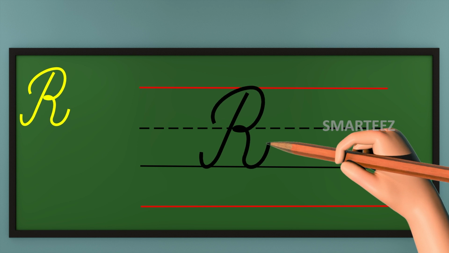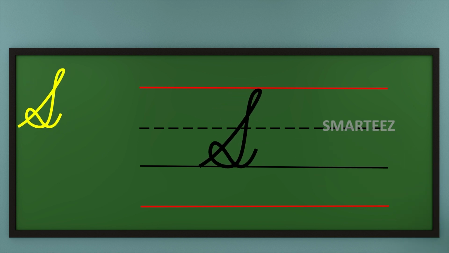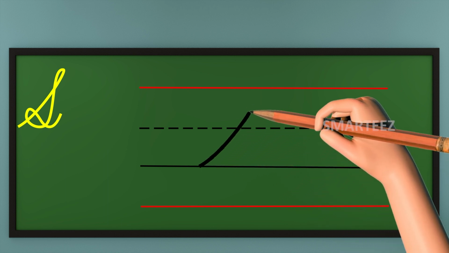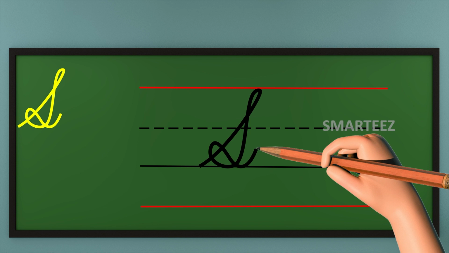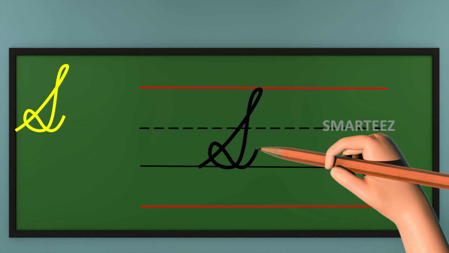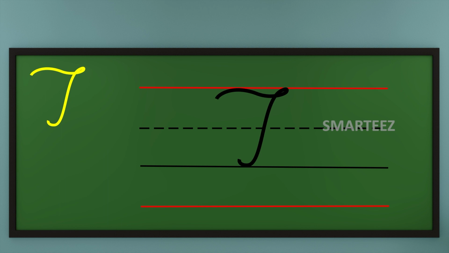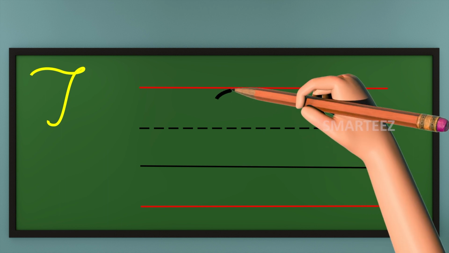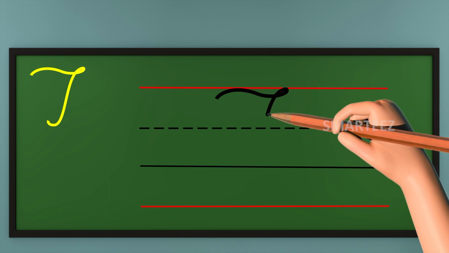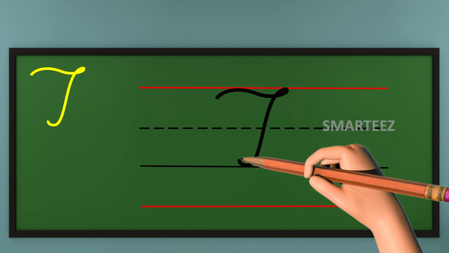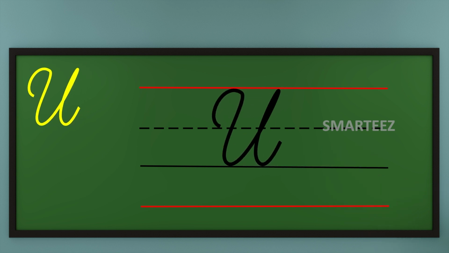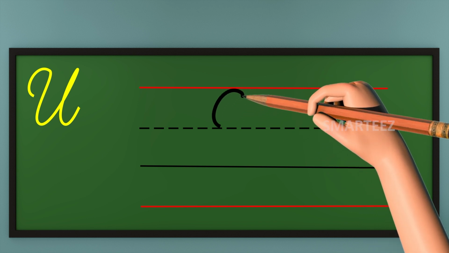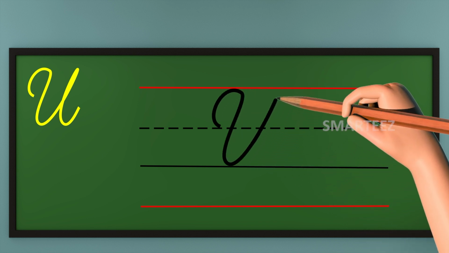Okay, the next character is S. You write S like this. Okay, the next character is T. You write T like this. Okay, the next character is U. You write U like this.